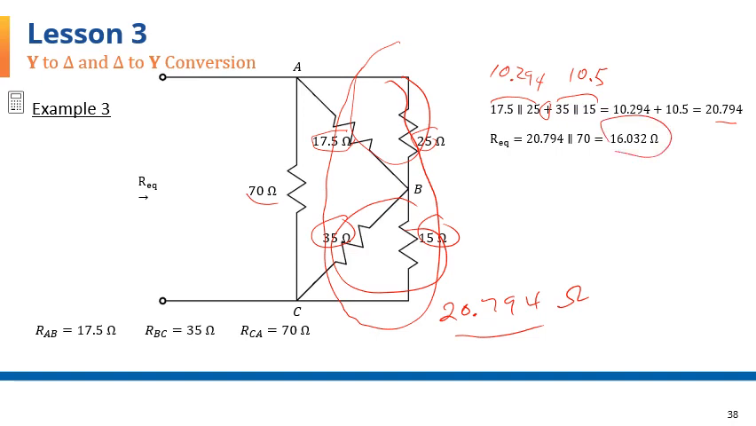As I said before, you could have actually done it a little bit differently by taking a delta and converting it to Y, and that would have also gotten you the result. As an exercise, you should do it that way. Make sure that you get the same answer as you see here, 16.032 ohms with 5 significant digits.